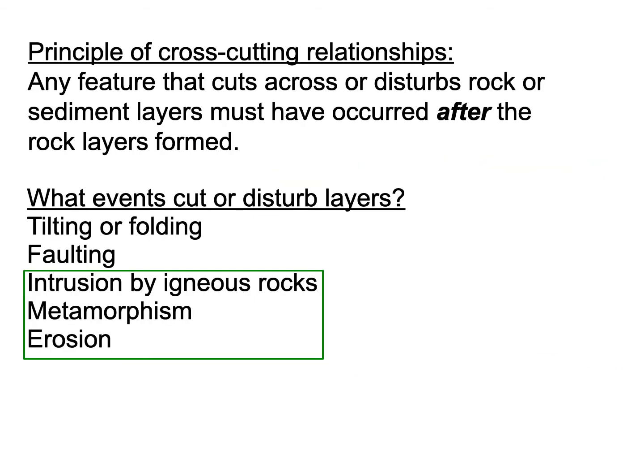The last video in our series dealt with defining the major principles of relative ordering events, or relative age dating, and we introduced the principle of cross-cutting relationships, which states that any feature that cuts across or disturbs rock or sediment layers must have occurred after those rock layers or rock bodies formed.